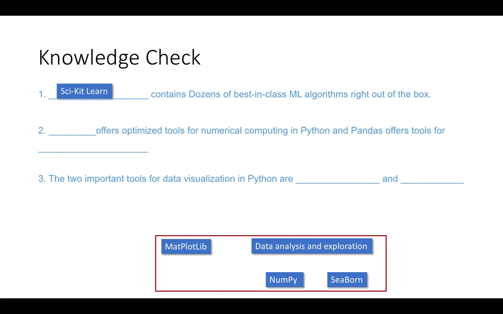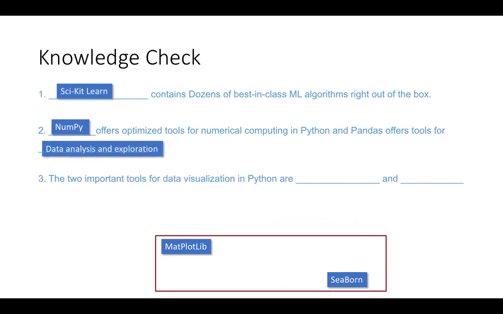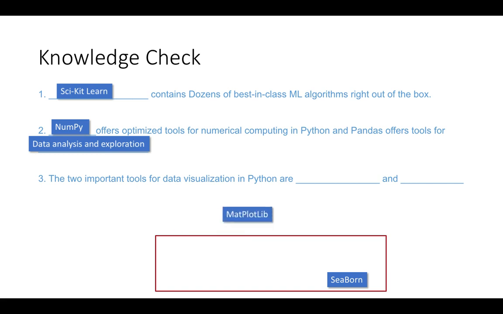Dash offers optimized tools for numerical computing in Python, and Pandas offers tools for Dash. So numerical computing is done by NumPy, and Pandas offers you a lot of data analysis and exploration tools. Then the third question is, the two important tools for data visualization in Python are, yes, you're right, Matplotlib and Seaborn.